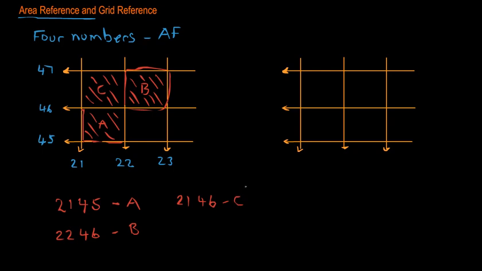Just remember that the area reference has 4 numbers. When we're looking at an area reference, we're actually looking for that whole square, not something within the square. And remember to look first for the vertical line. That number comes first, and then the base of the square, or the horizontal line, and that number then comes second.